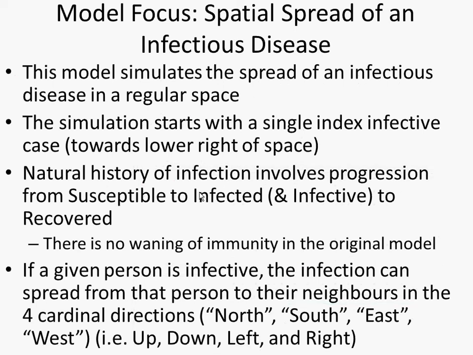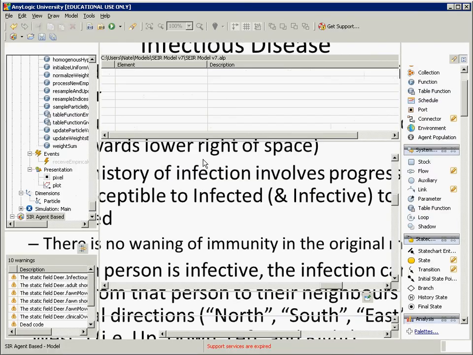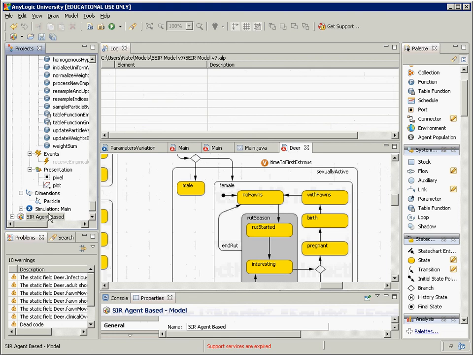Okay, so in this case, we're simulating the spread of infectious disease in a regular space. And the simulation is going to start with a single, what we call an index infective, an initial infective. So I'm going to go down and open up this model. It's the lowest one here. And I'm going to double click on person here.